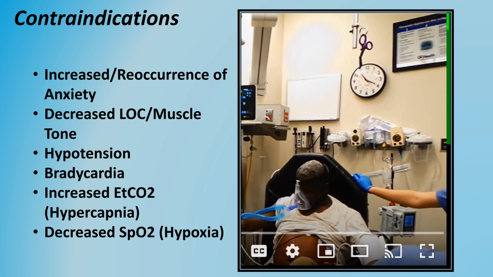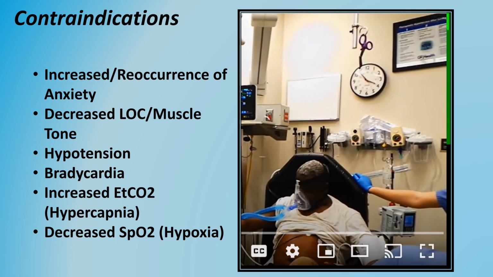Increased or reoccurrence of anxiety. So that sense of impending doom. Everybody remembers that term from school. These patients are likely to get that sense of impending doom that then looks a lot like a reoccurrence of anxiety. They're also likely to have decreased LOC and muscle tone.